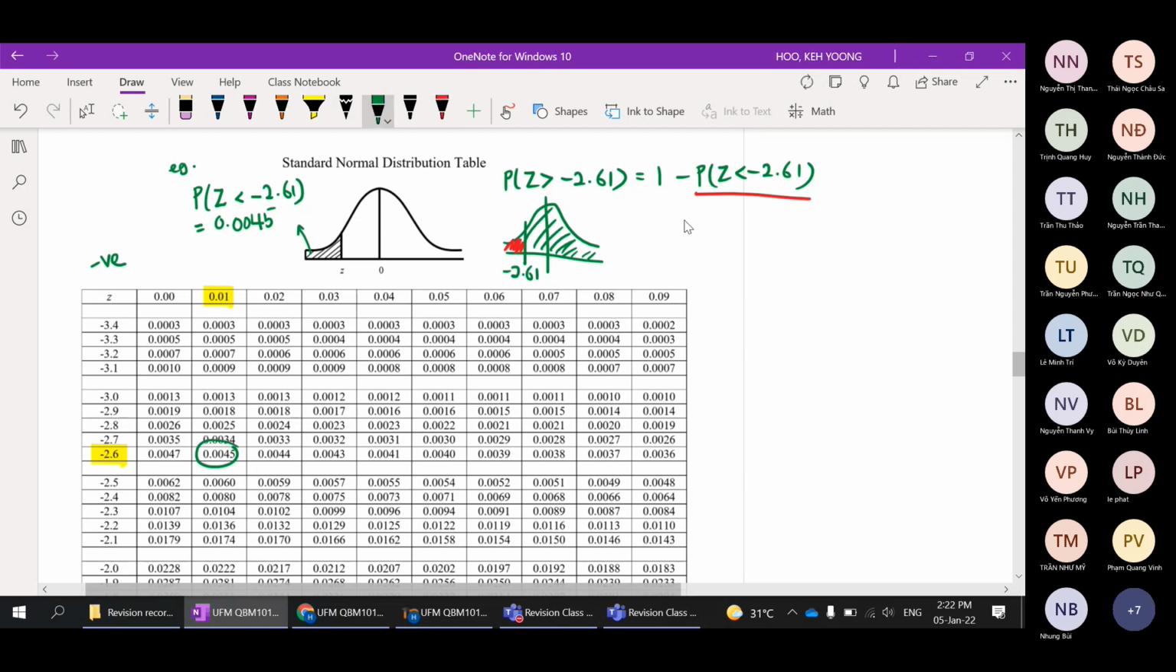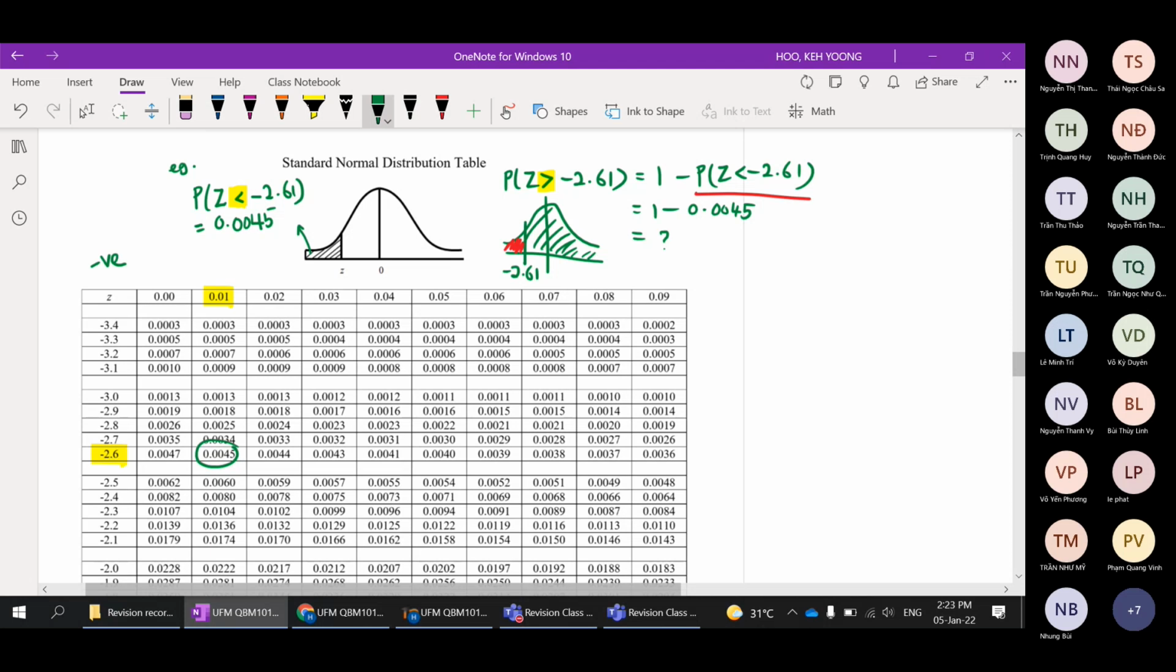Okay, so you take 1 minus 0.0045, then you get the answer that you want. The sign here is very important. Are you looking for less than or more than? The shaded areas that you want to find are totally different. One is on the left, one is on the right. So you need to know how to read this table.